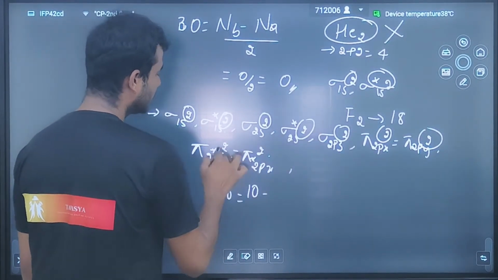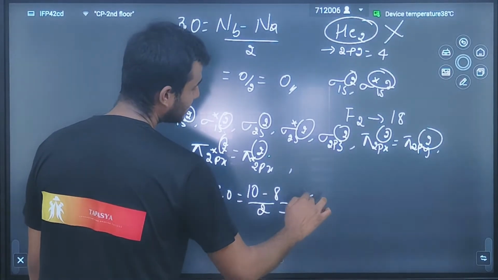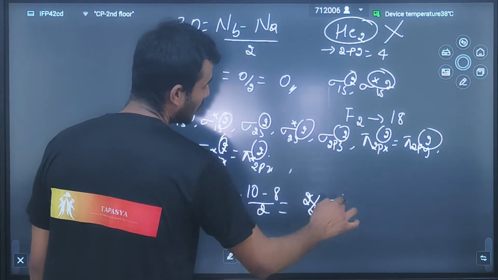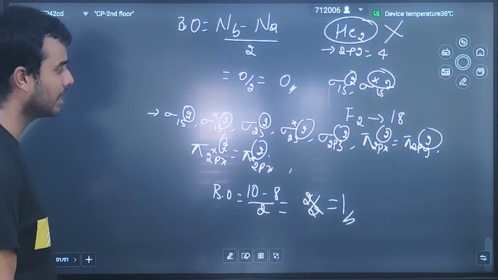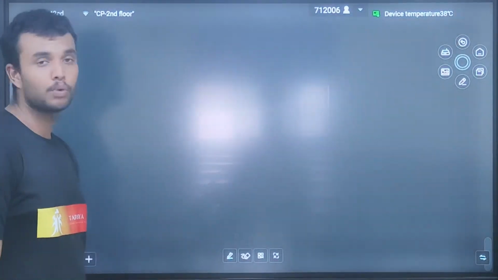2, 4, 6, 8. 10 minus 8 divided by 2. What is the answer? 10 minus 8 is nothing but 2. 2 by 2 is nothing but 1. What is the bond order of F2? It is 1. But instead of finding all this, I will give you one trick.